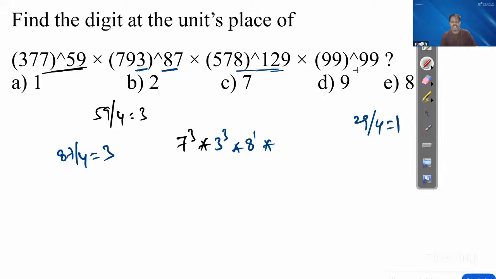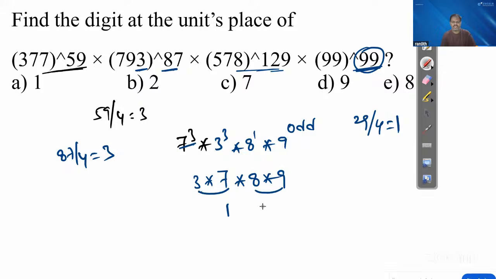So here we need to check whether the power is even or odd. 99 is an odd number, 9 power odd. 7 cube equal to 3, 3 cube equal to 7, 8 power 1 will be equal to 8, 9 power 1 will be equal to 9. So next, 3 sevens are 21, 8 nines are 72, 1 twos are 2. So the unit digit of this question will be equal to 2, is the answer.